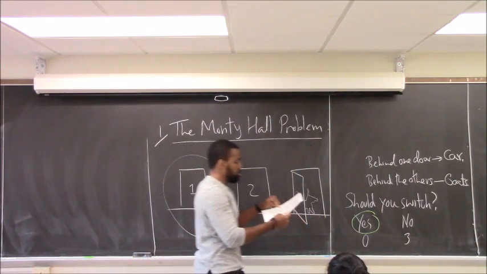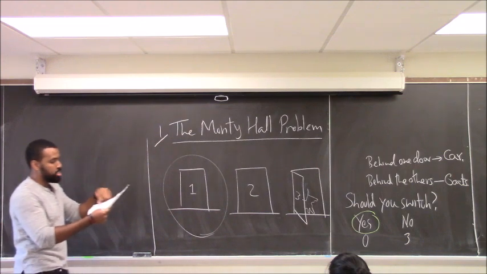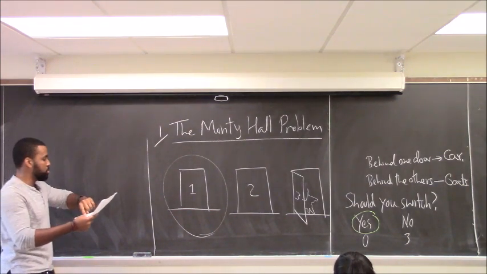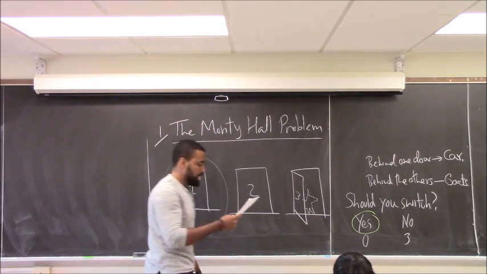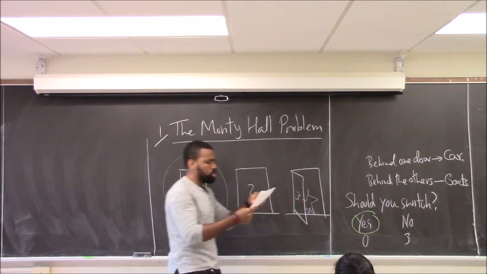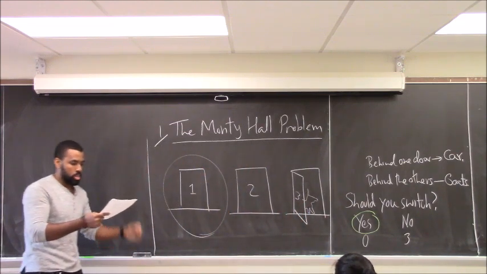Now, there are 2 other problems here that mathematically are equivalent to the Monty Hall problem. I just put them down here for historic reasons. Another very famous one is the 3 prisoners problem. So here's how that problem goes.